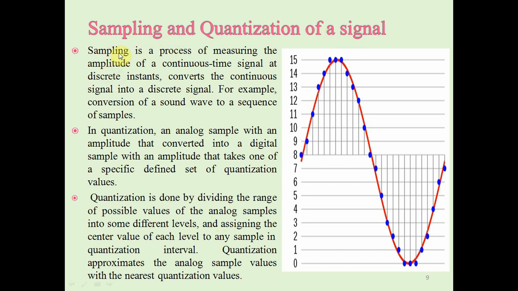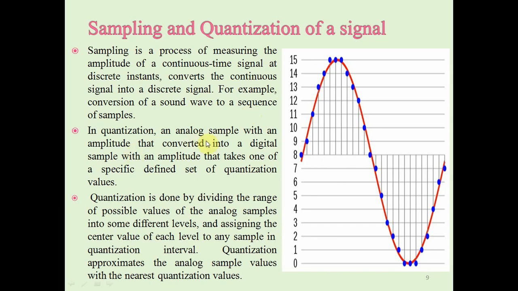Sampling is the process of measuring the amplitude of the continuous time signal at discrete instants, which converts the continuous signal into a discrete signal. For example, it is the conversion of a sound wave to a sequence of pulses.